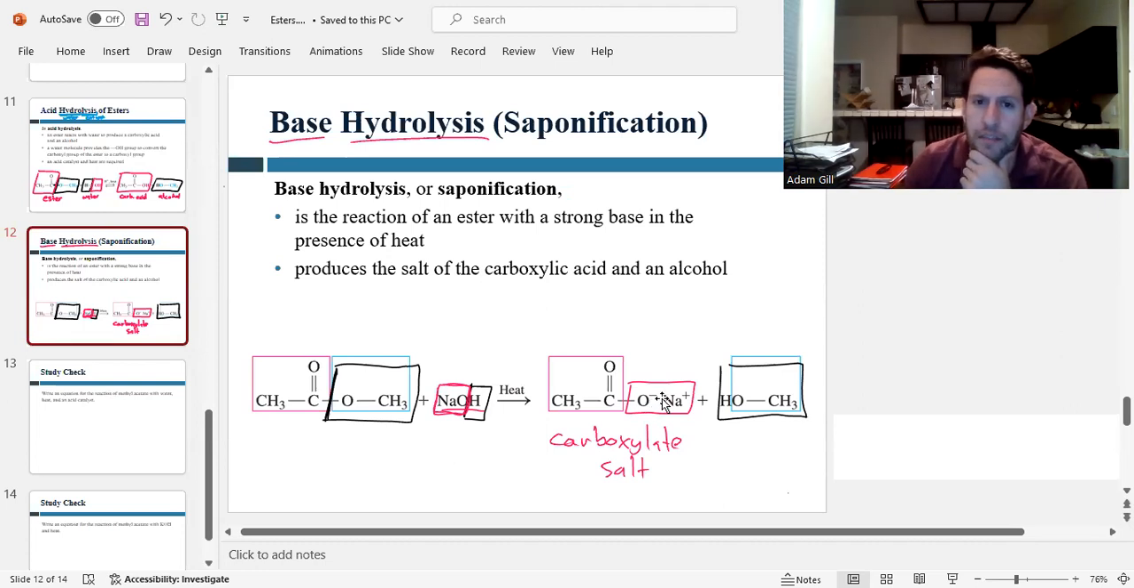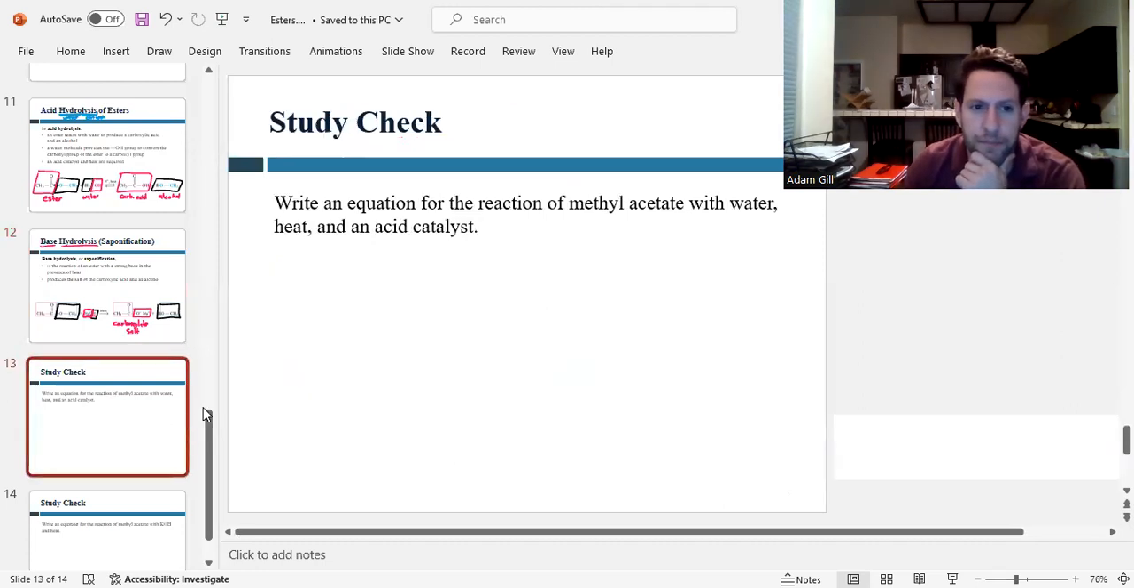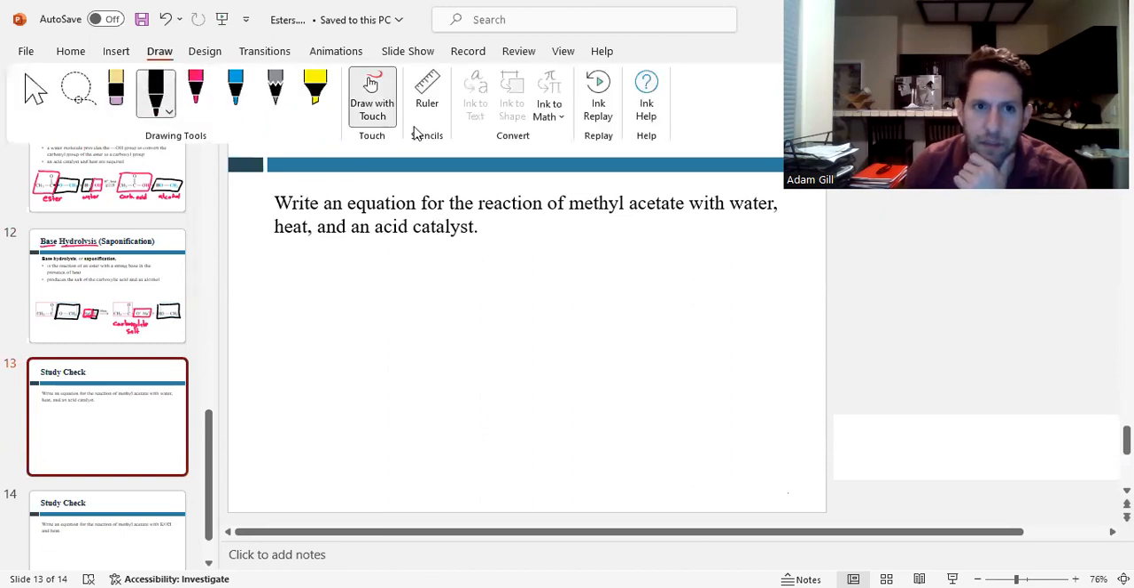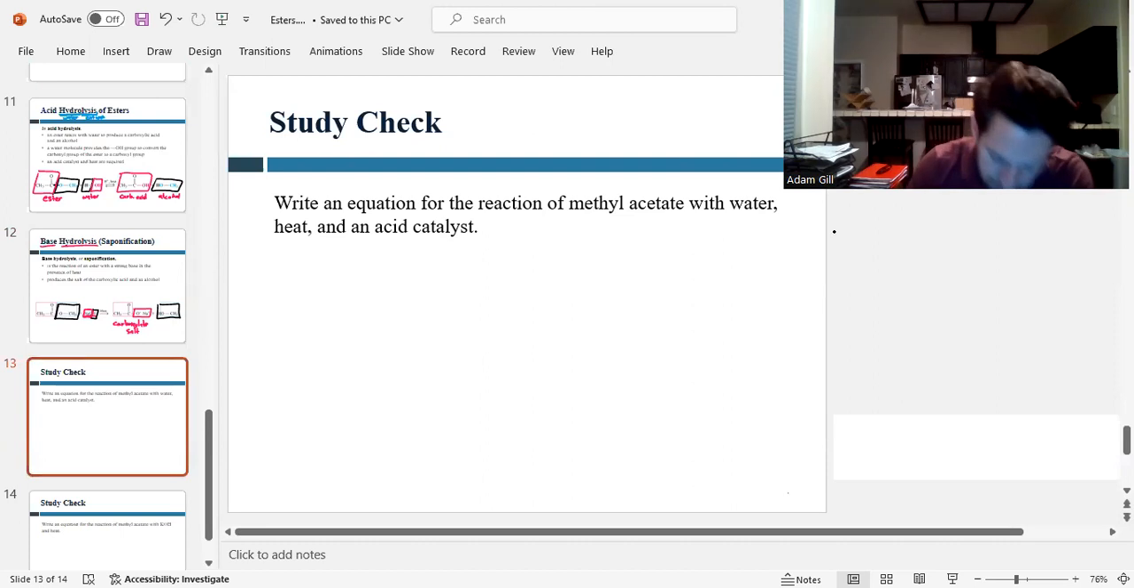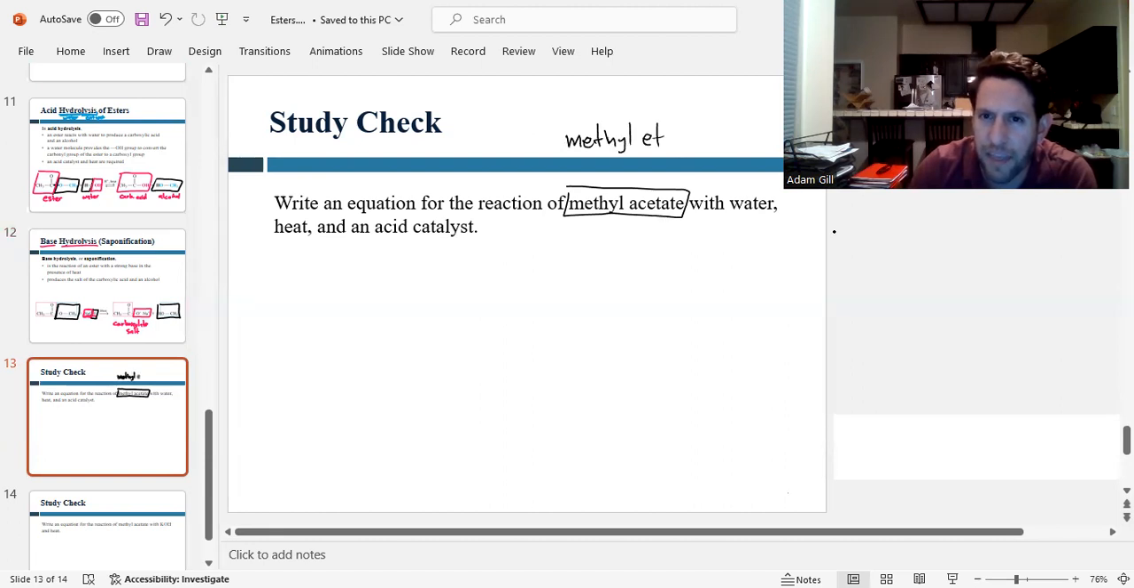Okay, so let's do some practice with these. Write an equation for the reaction of methyl acetate with water, heat, and an acid catalyst. So let's start with what we're given, methyl acetate. And this is the common name. The IUPAC name for this would be methyl ethanoate. So acetate and ethanoate are the same thing.